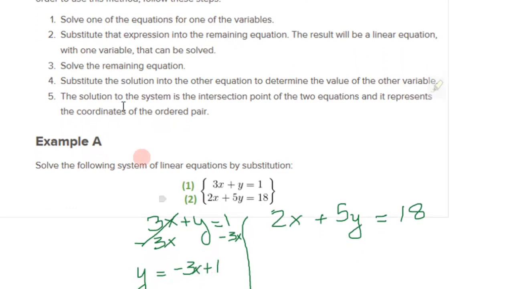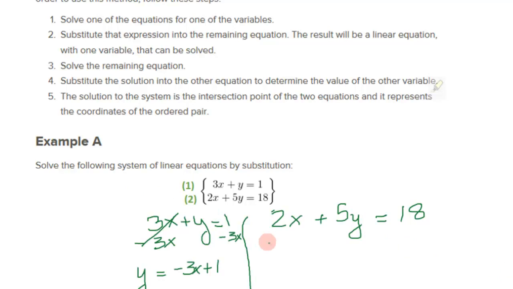Okay. Now it says substitute that expression into the remaining equation. So that's what we're going to do. Basically what I want you to do now is go to the right-hand side, and on the left, we are solved for y. So I want you to locate the y on the right-hand side, and rewrite the equation, but instead of that y, put a set of parentheses, kind of like a placeholder. So it's going to look like this.